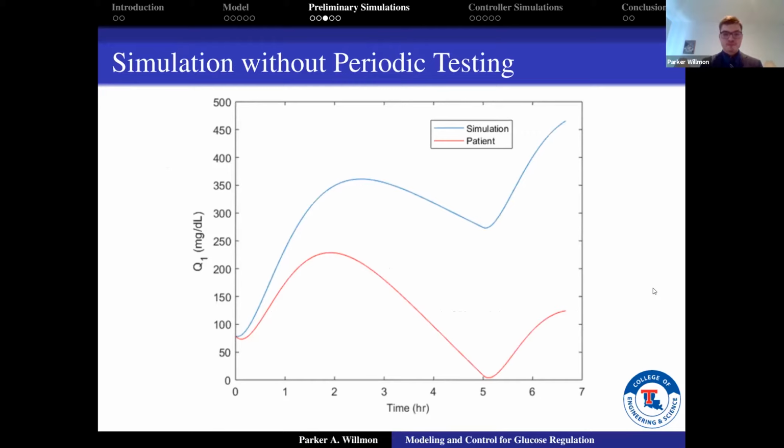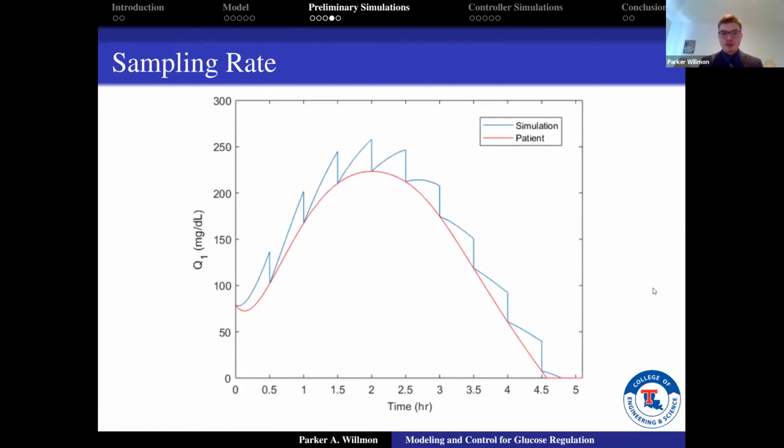So this is what happens if we do not take those measurements of what the patient's blood sugar is. As you can see, the simulation shown by the blue line diverges fairly quickly from the patient, the red line. Because the simulation is so high, the controller says we need to inject more insulin, and this causes more insulin to be pumped into the patient than they need, dropping their blood sugar even further.